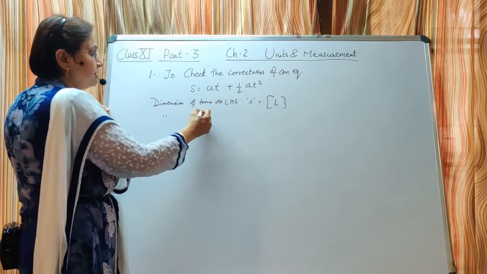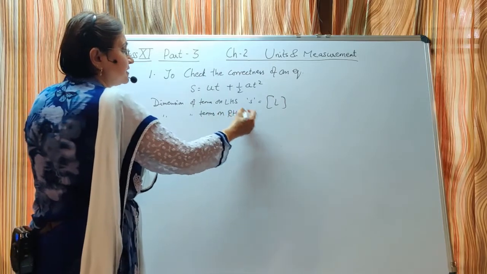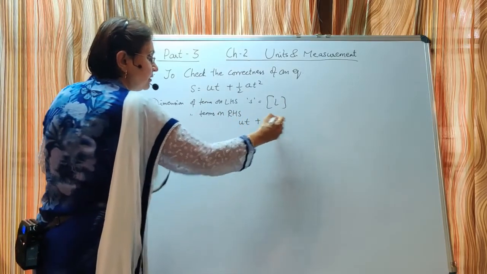Now let's see the dimension of the terms on the right hand side. On the right hand side there are two terms, ut plus half at square.